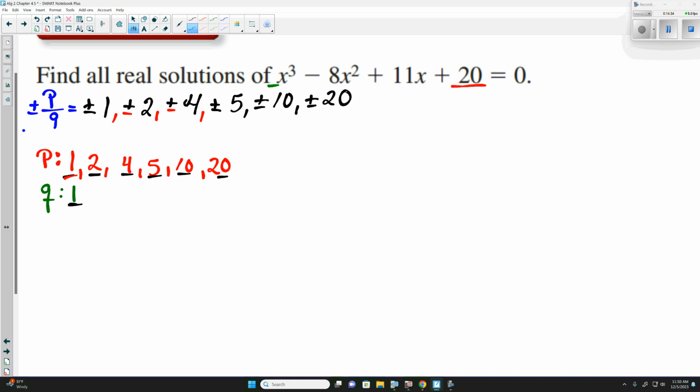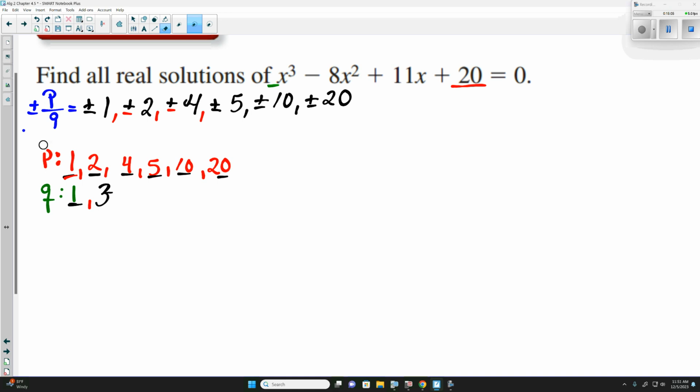However, if there had been another factor of Q, let's just say 3, then I would start the process again. We'd do 1 divided by 3, 2 divided by 3, 4 divided by 3, 5 divided by 3, 10 divided by 3, and we just keep going through until we get them all listed. So, questions on how we found the rational zeros? We feel good with these? All right.